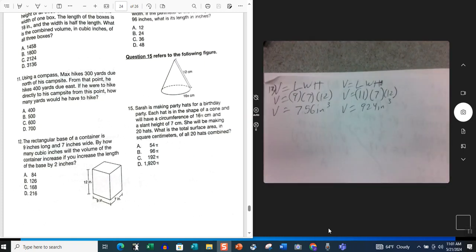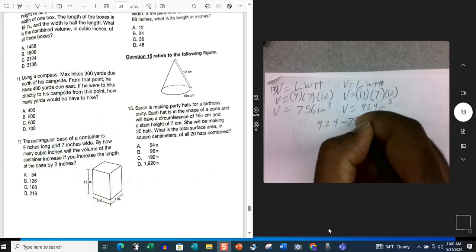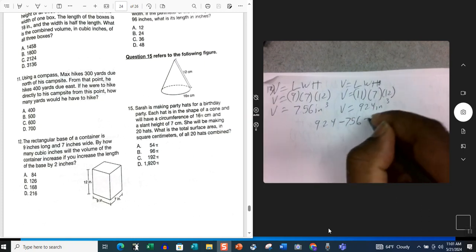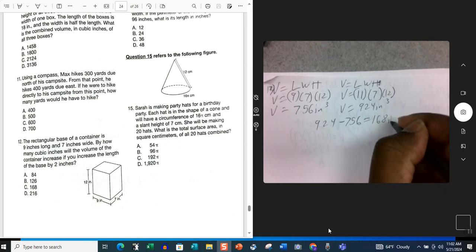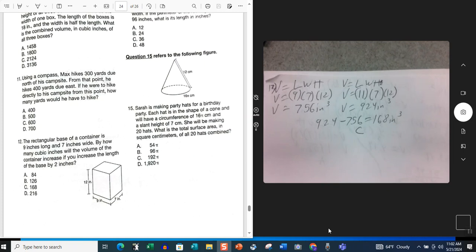Now we want to find the difference, so we will subtract the 924 minus 756, and that will give us 168 cubic inches. 168 cubic inches is C. So that is the difference.